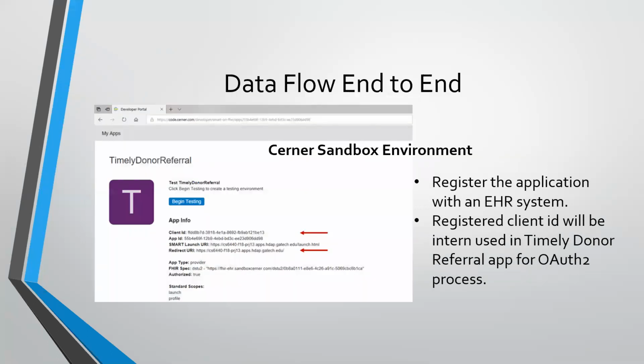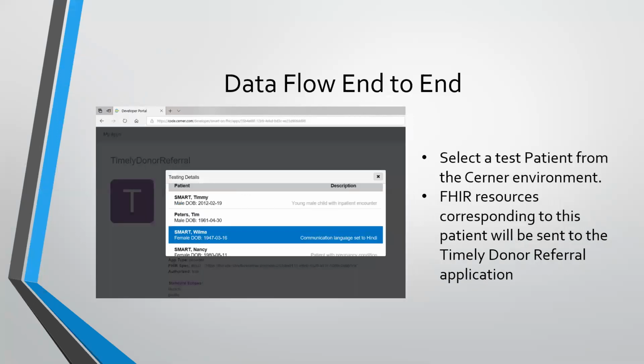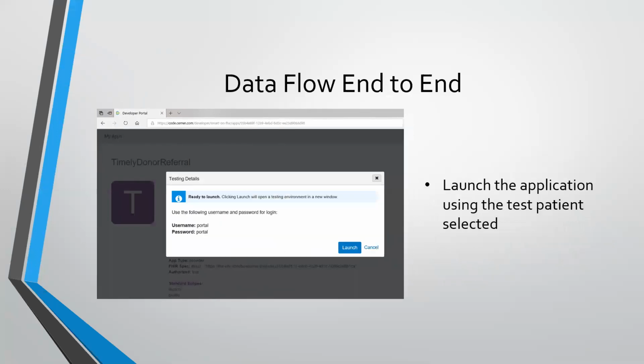And just a few screenshots of this application. You're just going to have the client ID and the redirect URI specified. Client ID is a configured value, and redirect URI is exactly where the Cerner sandbox will be redirecting to after the OAuth is successful. And you are selecting patient information from the hospital EHR system, and FHIR resources corresponding to that patient will be sent back to our application.